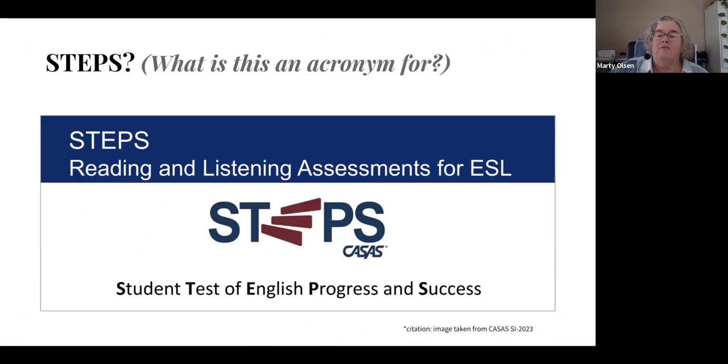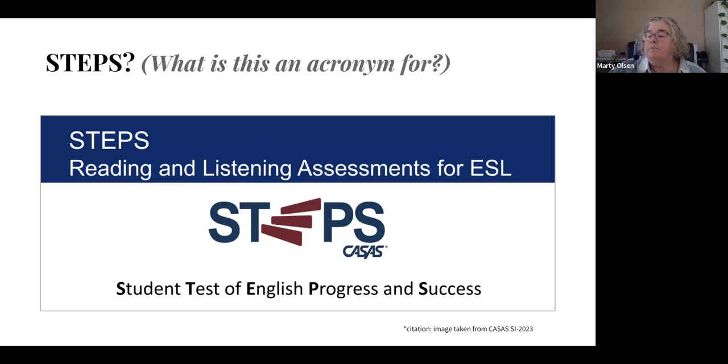Okay, I've said STEPS several times. I guess it's probably time to talk a little bit about the acronym, what it means. CASAS loves their acronyms, and STEPS is no different. So STEPS stands for Student Test of English Progress and Success, which is a mouthful, certainly not something you're going to want to say over and over and over again.